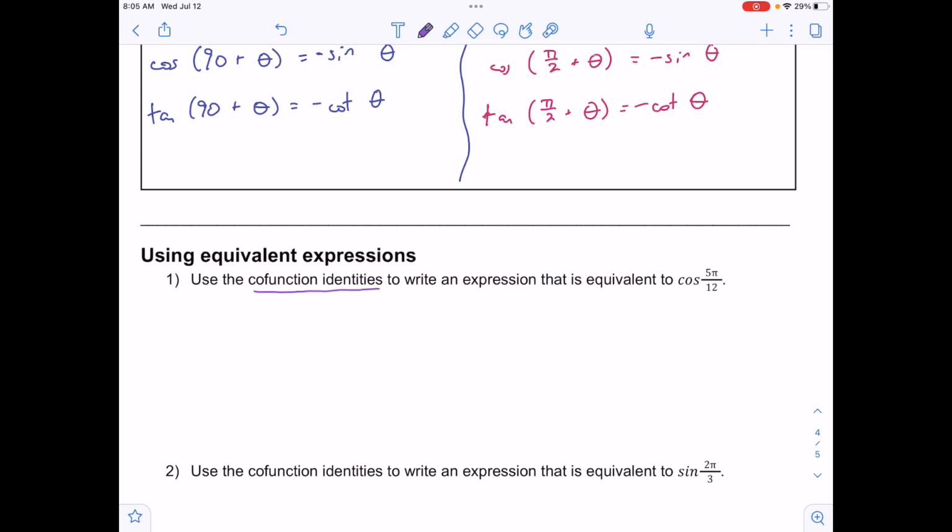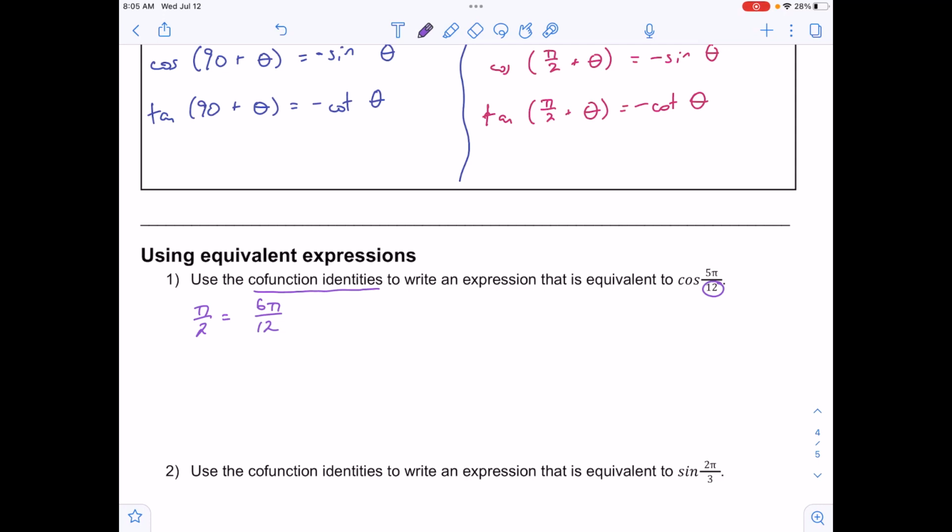I know that in all of my formulas, I either need it to be a pi over 2 plus something or a pi over 2 minus something. What is pi over 2? Let's make that a nice common denominator with our 12 here so that we can see, is 5 pi by 12 just a little bit above or is it a little bit below? Pi over 2 is 6 pi over 12. Okay, so we can see that 5 pi by 12, which is my question here, is just below 6 pi by 12.